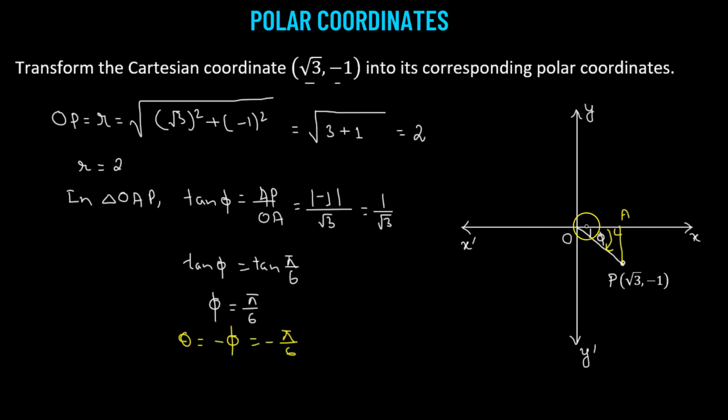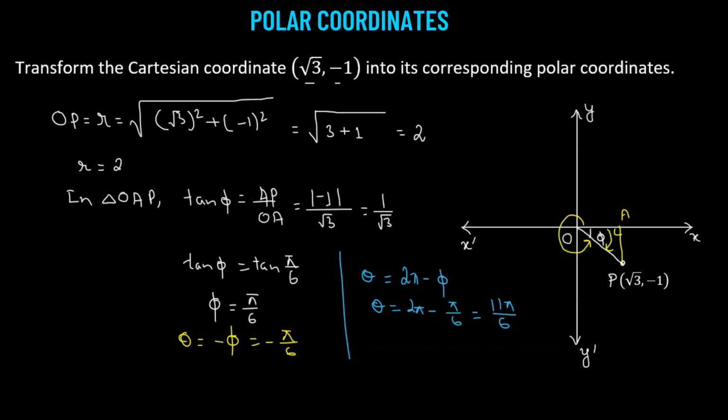And there is another way. We can also measure the angle coming in the positive direction or in the anti-clockwise fashion. In that case, theta will be equal to the full revolution 2 pi, from which we subtract the angle phi. So we have theta equals 2 pi minus pi over 6. So that's going to be 11 pi over 6. So this is another possibility.